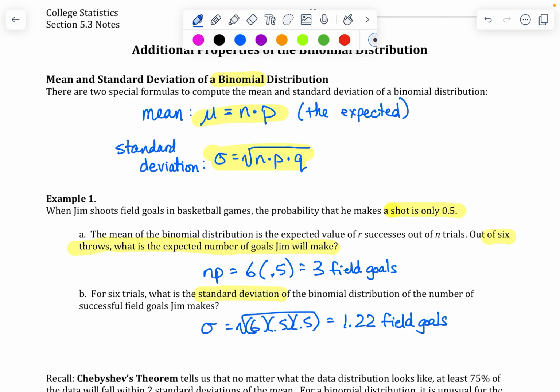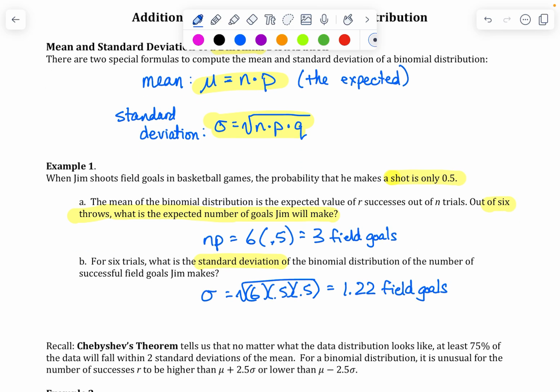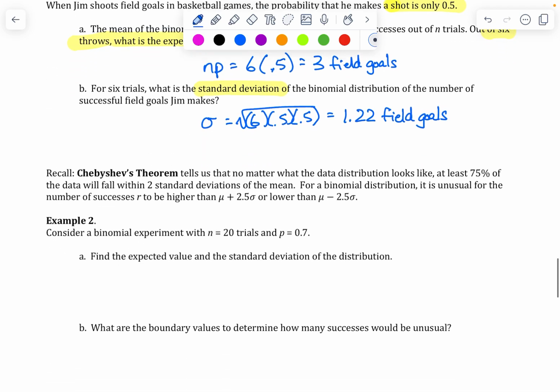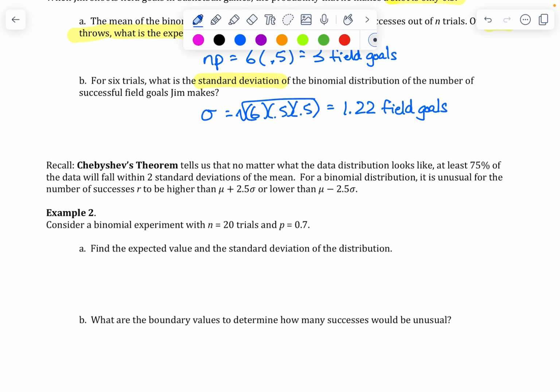You can find the mean and standard deviation simply by plugging those formulas in, and then we kind of ask a follow-up question. So we kind of talk about Chebyshev's theorem. This showed up on the test. We can use this sort of general gauge for 75% standard deviations. For binomial scenarios, it's 2.5 standard deviations, okay? And so what you can do is you can find, if you're given n and p, identify the mean, 20 times 0.7, which is 14.